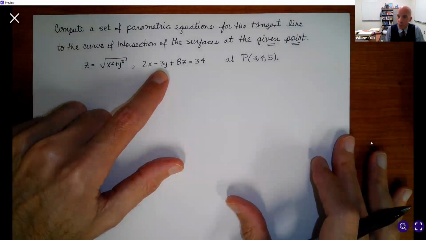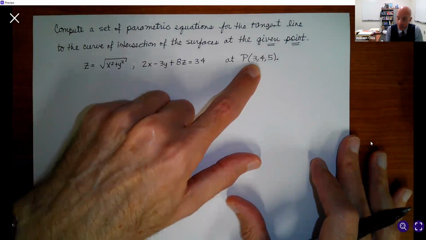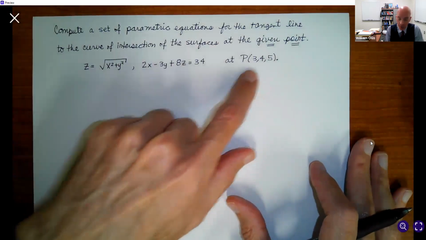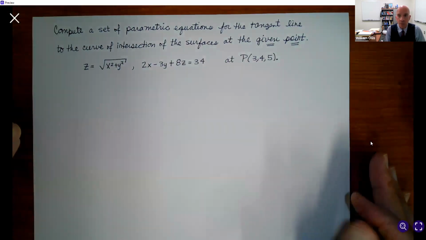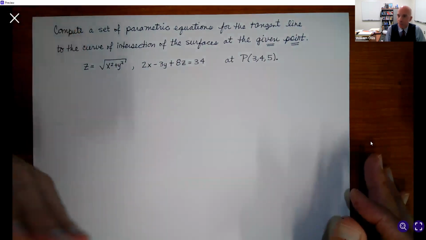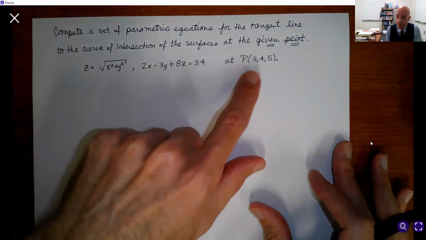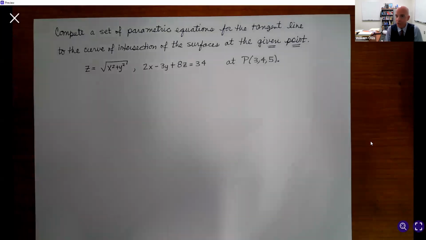And we want to construct the tangent line at the following point, (3, 4, 5), and I've just labeled it P. Notice this is a point that satisfies both surfaces. So we don't have to compute the actual curve of intersection. We simply can compute the normals to each of these surfaces at this point, and then we can find the direction of the tangent line by computing the vector product.